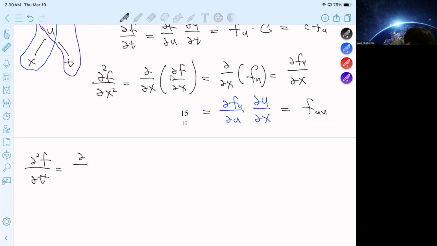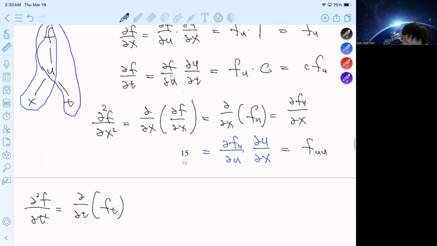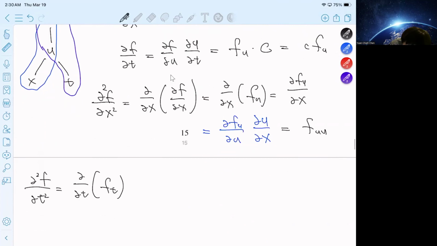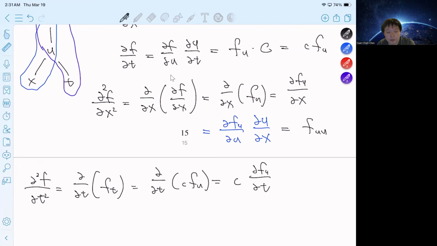It is partial t, like ft. And we already have ft is cfu. So partial t, cfu. We can happily take out c. So it's partial fu, partial t. So partial ft, partial fu, partial t is exact same thing.